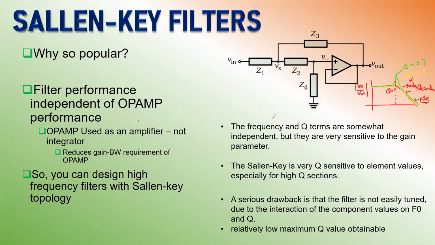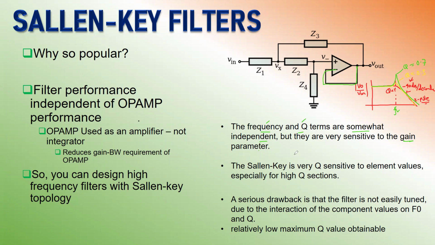Okay, so for the frequency and the Q, here is the resonant frequency, FR, of the filter. The frequency and Q of the Sallen-Key are somewhat independent of each other, but they are very sensitive to the gain parameter. Whatever gain you set here, either a gain equal to 1 in case of a non-inverting buffer, or in case of a non-inverting amplifier, let's say you set the gain RF by R1 equal to 3, your frequency and Q are a little bit dependent on that.